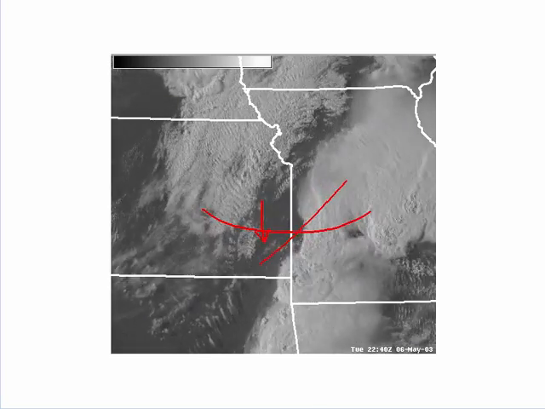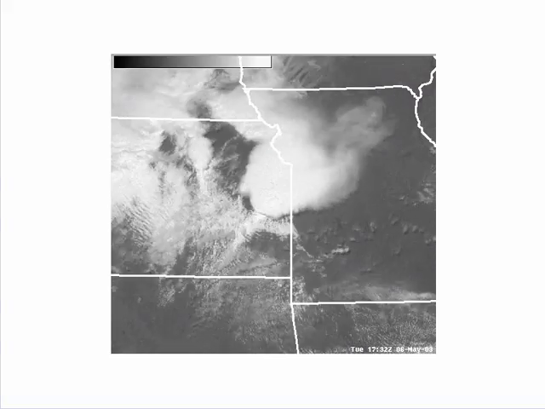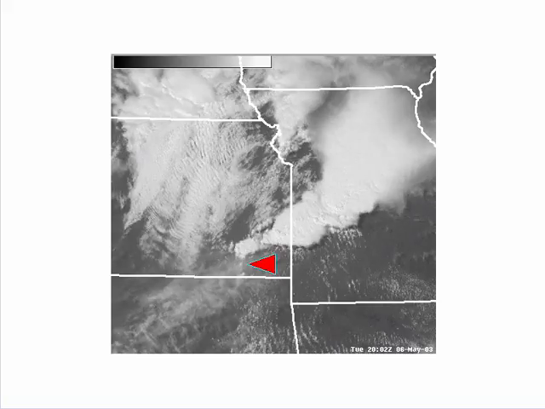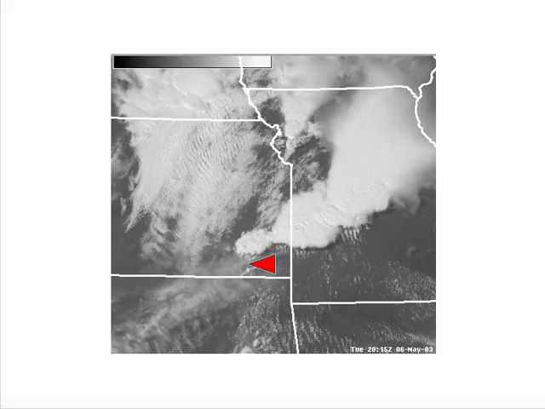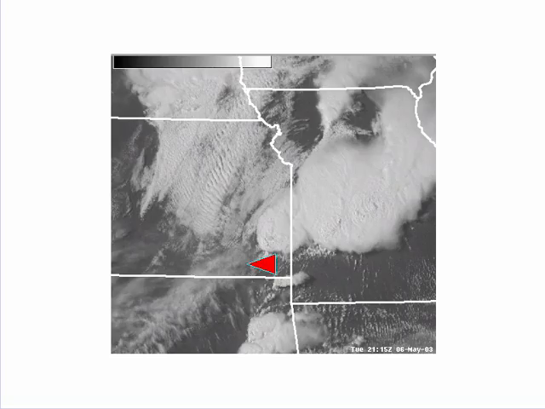Another very interesting thing on this loop, if we stop the loop and go to about 20Z, notice we have the storm forming here on the southwestern side of that line. Let's step forward and watch the evolution of that storm. There's a little bit of cirrus overhead, but you can definitely see here around 2115 suddenly the emergence of a flanking line, definitely an overshooting top, and some of those inflow feeder clouds within the warm sector.